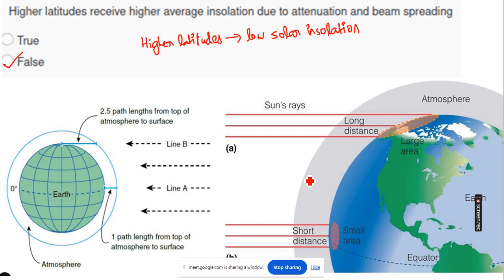So higher latitudes generally receive lower solar insolation. This is basically due to two reasons. First one is attenuation of the incoming solar radiation, and the second one is beam spreading. So now let's see what attenuation and beam spreading basically mean. Attenuation is basically, following the laws of radiation, we are losing something due to some condition. So that is basically attenuation.